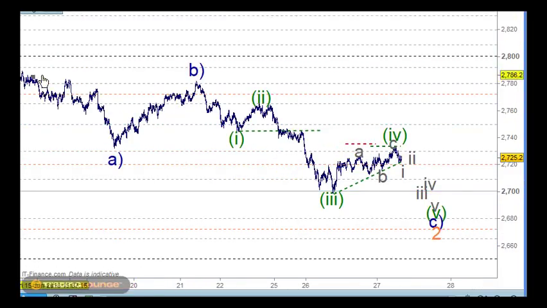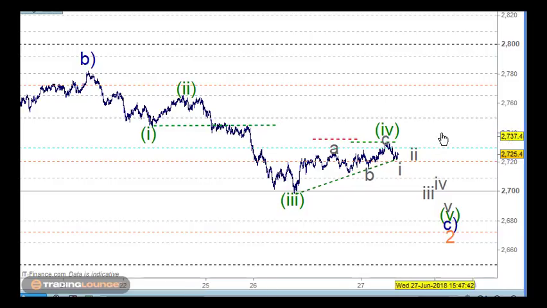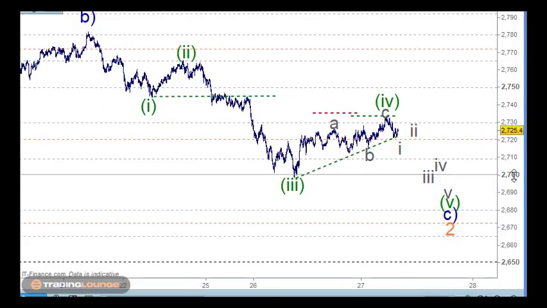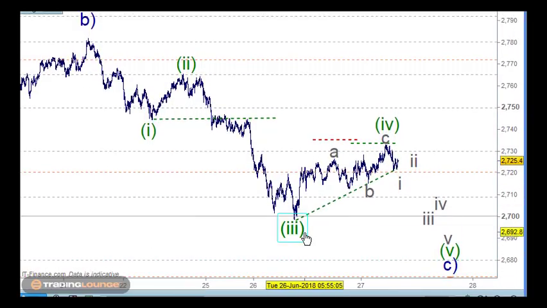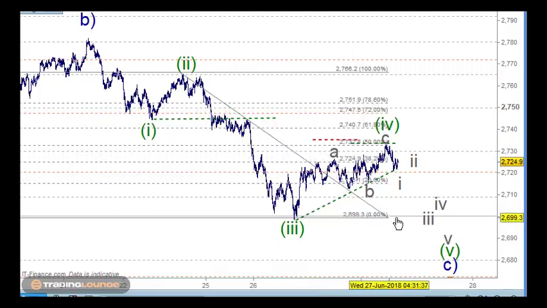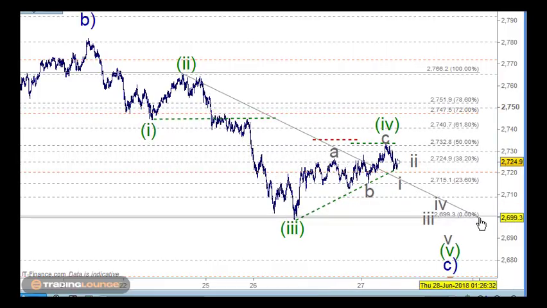So from the top here, we've got the A wave, the B wave, and then we've got wave 1, wave 2. We're short here. Hopefully you've taken some profit there at the 2700. And now we're in wave 4 here. So from this top here down to here, that brings us into the 38.2% retracement level through here.